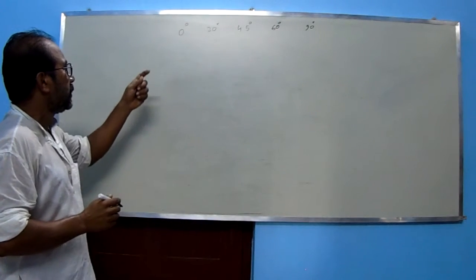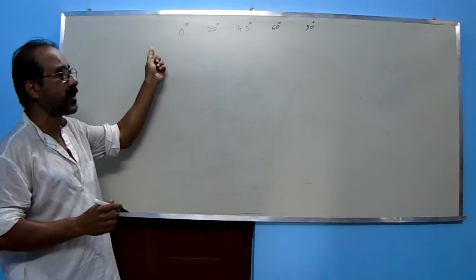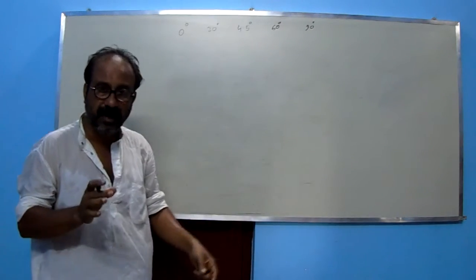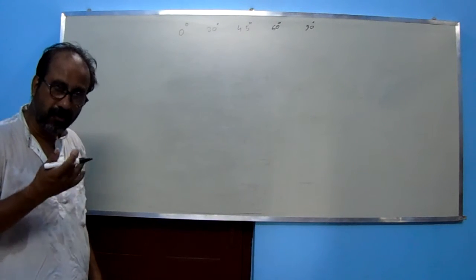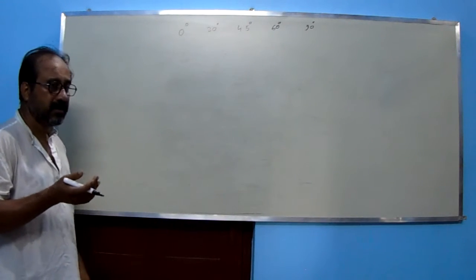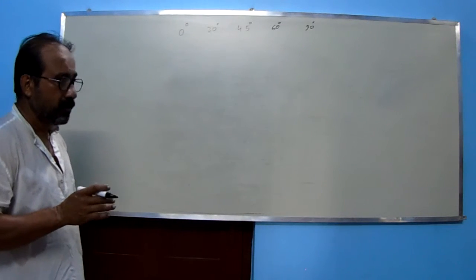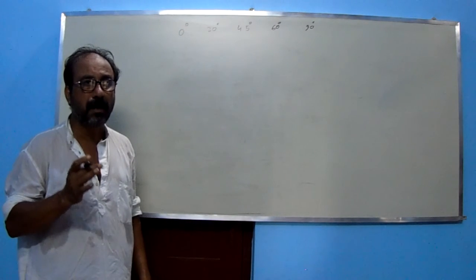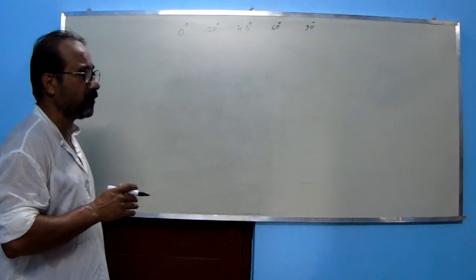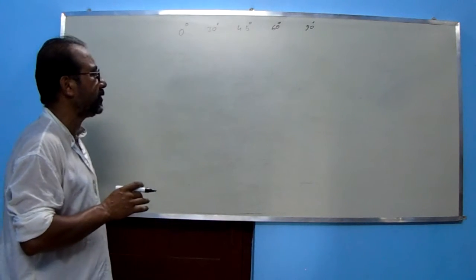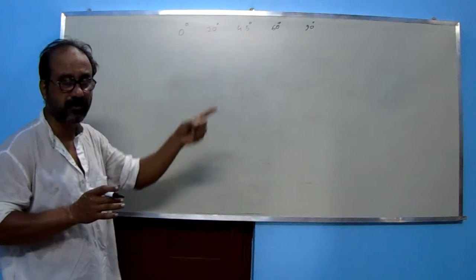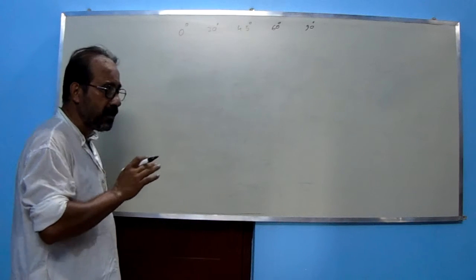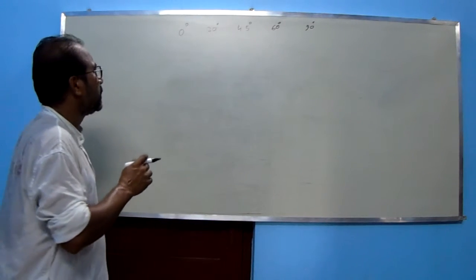So the values of sine at 0 degree, 30 degree, 45 degree, 60 degree and 90 degree. Similarly for cos, similarly for tan, then sec, cosec, cot. The values of these angles are to be memorized thoroughly. Otherwise, while we are solving the math, if you are not recollecting the values, then the math will not be solved.